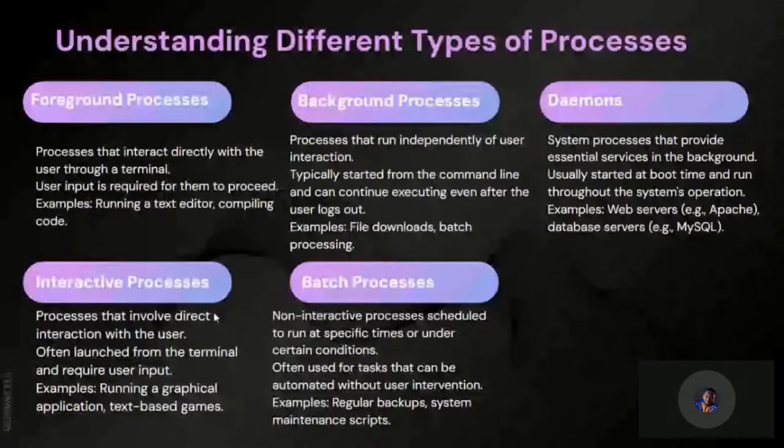Batch processes are non-interactive processes scheduled to run at a specific time, often used for tasks that can be automated. The key word there is automation without user intervention. These processes run whether in the foreground or background. The point is they are automated and don't require human intervention. Examples are regular backups of your system and maintenance scripts.